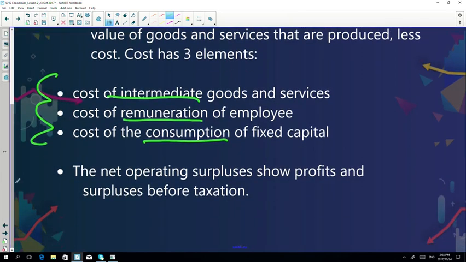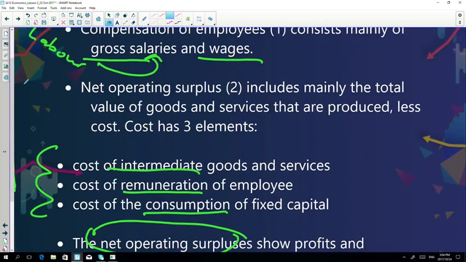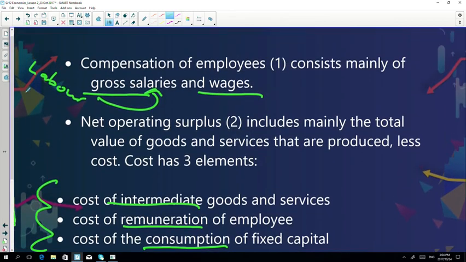Moving on to our next point, the net operating surplus shows profits and surpluses before taxation. This does not include tax, it's just before we get taxed. Hence we say it's your gross salary that we focus on, not your net. Your net will be after all the deductions and the tax has been taken out. So this is the amount that you earn before the taxation takes place.